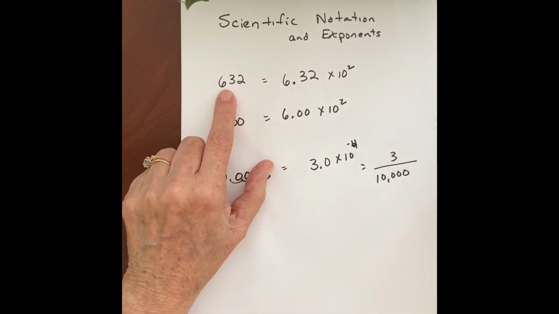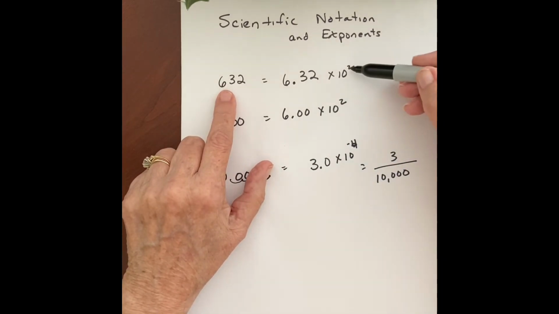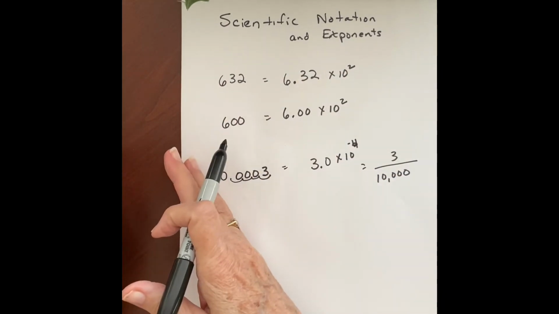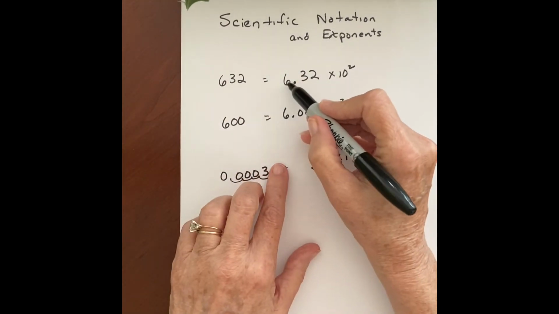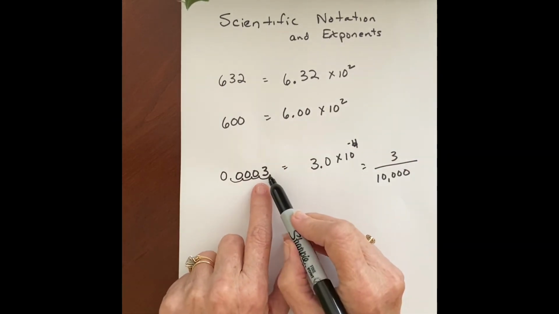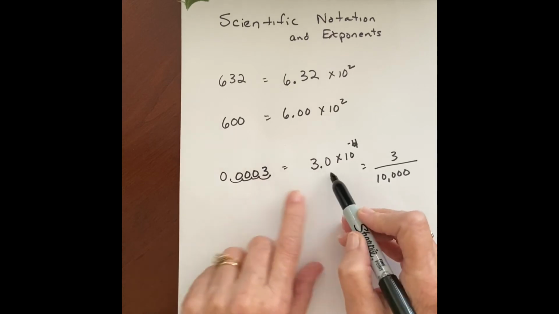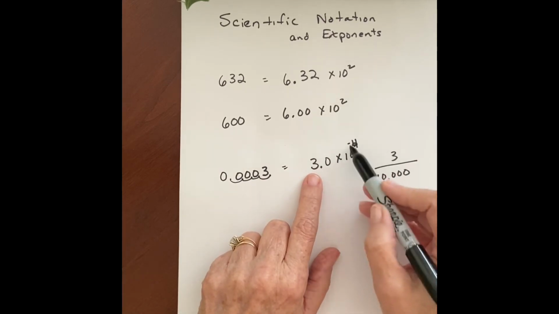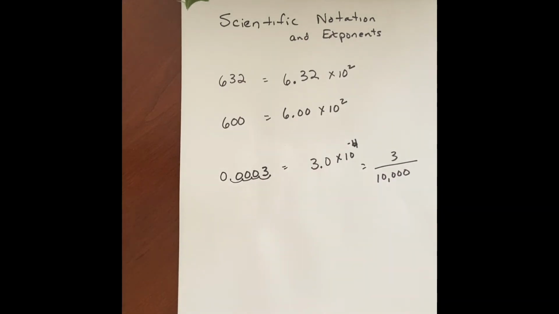Here, 632 is not a giant number, but it's a big number. So I have a positive exponent. So when I'm changing from a big number to a single digit, I have to multiply it by a big number. When I'm changing a little tiny number to a single digit, I have to divide it. So it's a negative exponent. So I think that's the basics of scientific notation.